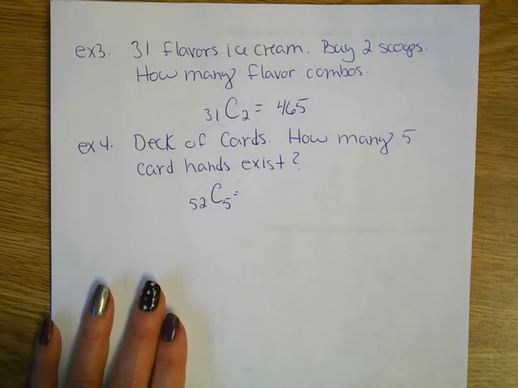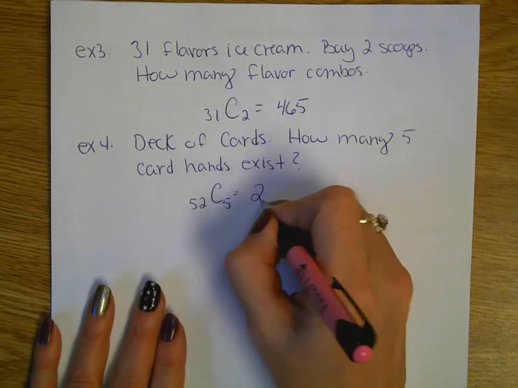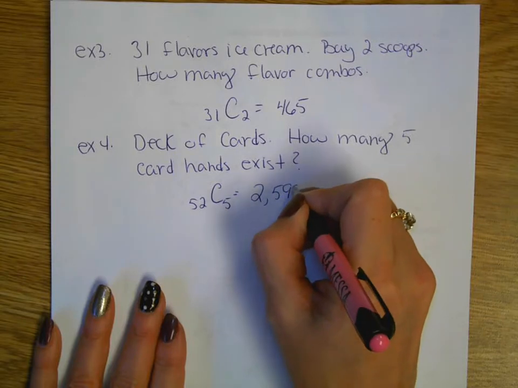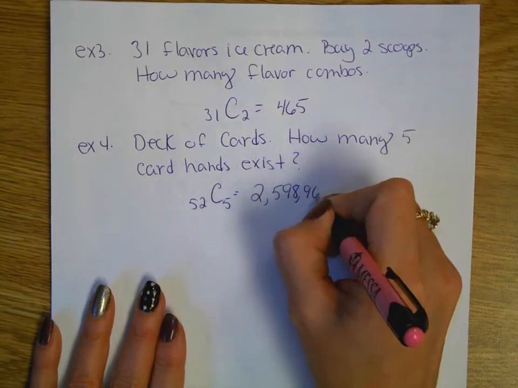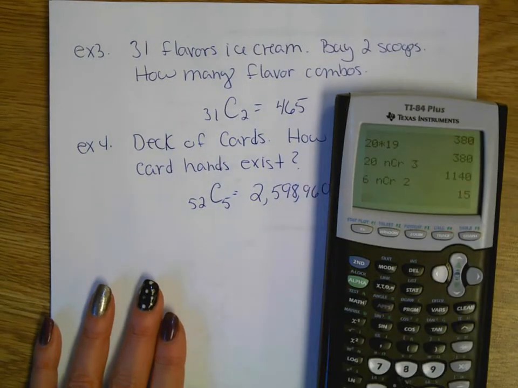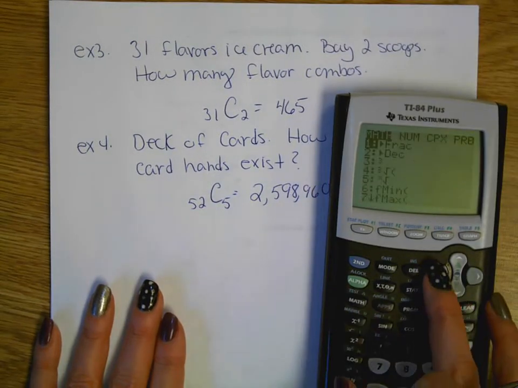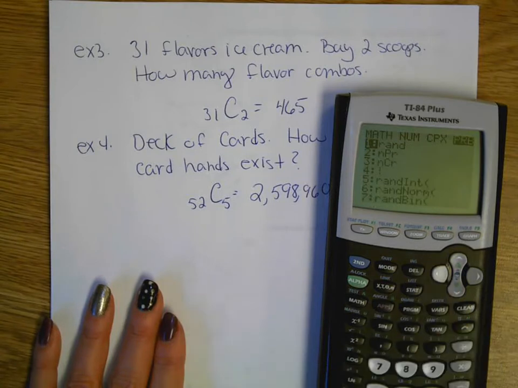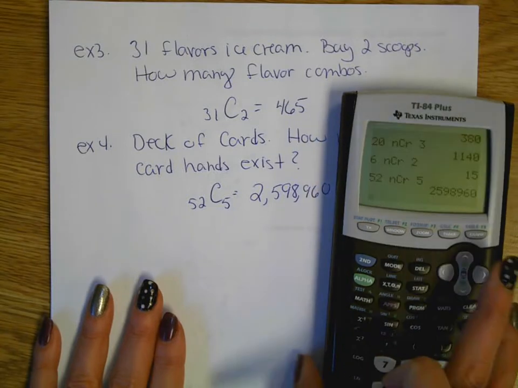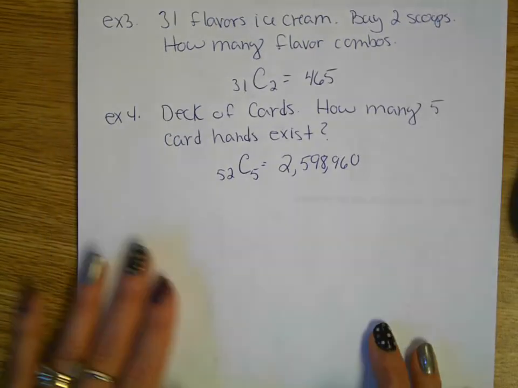And if you do 52 choose 5, there are over 2,598,960 different card hands that exist. I'm going to double check that. That's because my number's a little messed up on my notes here. 2,598,960. Okay. All right.